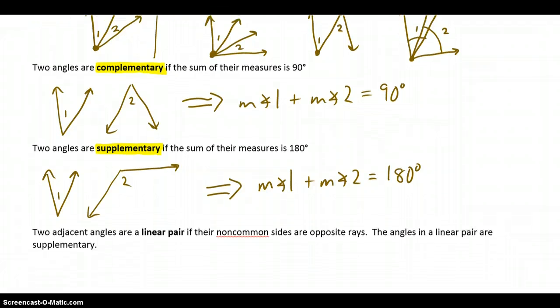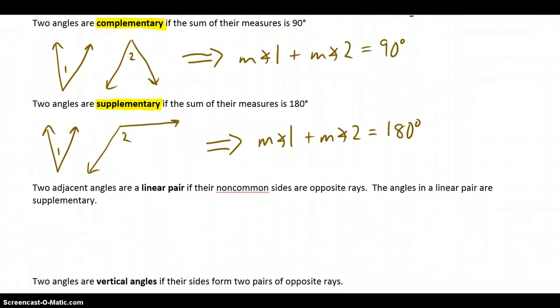Now our next definition is made up of a couple previous definitions. It's the definition for a linear pair. Two adjacent angles are a linear pair if their non-common sides are opposite rays. So we have to have two angles that are adjacent, so they have to have a common vertex and a common side, but their non-common sides are opposite rays.